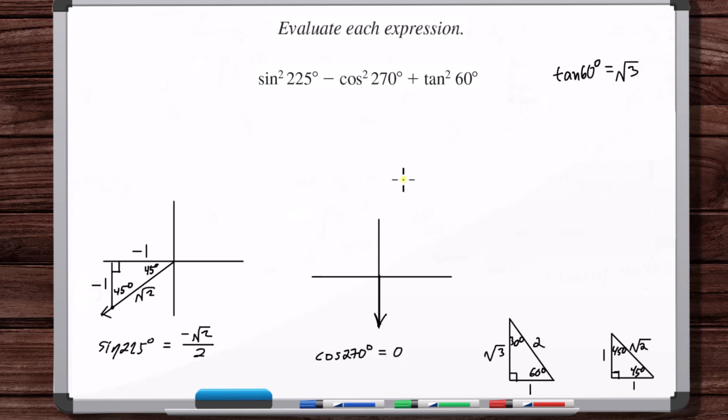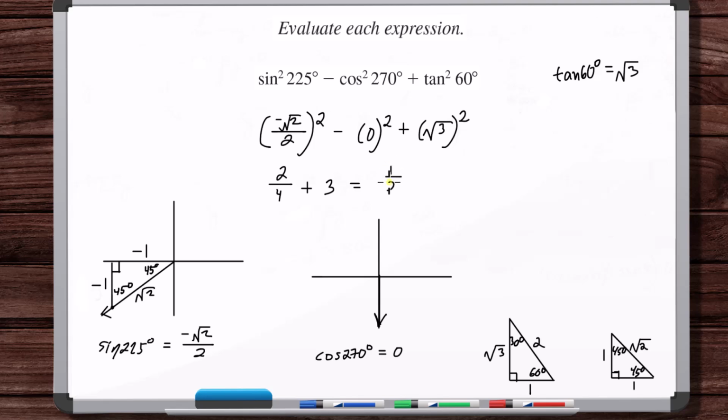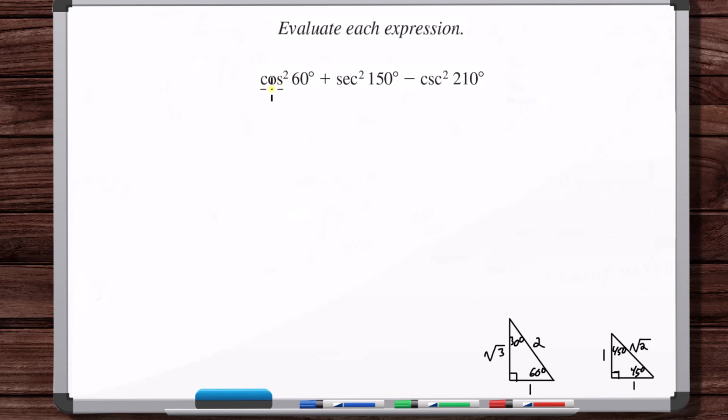Okay, so we've got minus root 2 over 2 squared minus 0 squared plus root 3 squared. So this is 2 over 4 plus 3. This is 1/2 plus 3. So this is 1/2 plus 2 over 2 times 3, which is 6 over 2. This is 7/2. Okay, cosine of 60 would come straight to the right triangle, adjacent over hypotenuse.